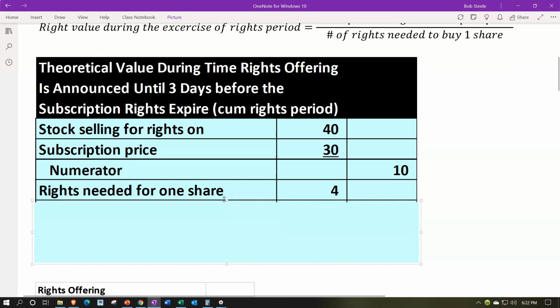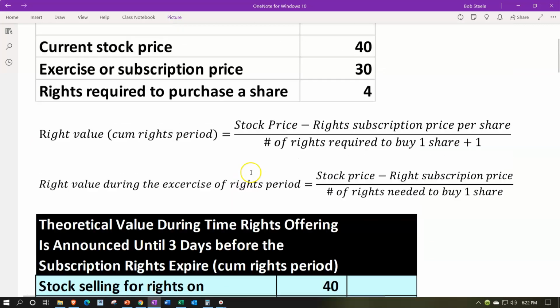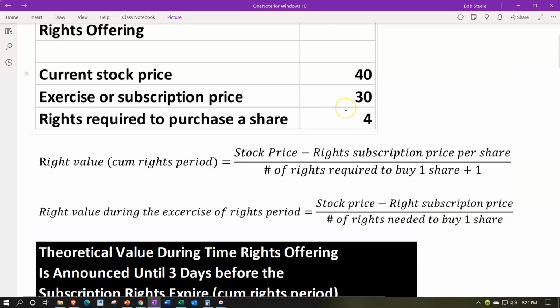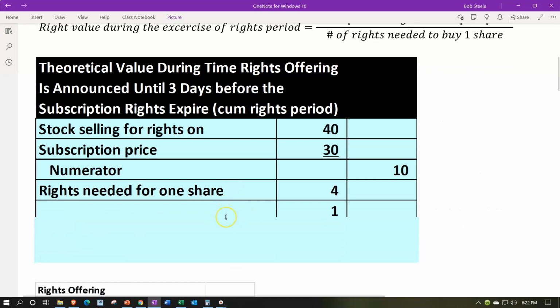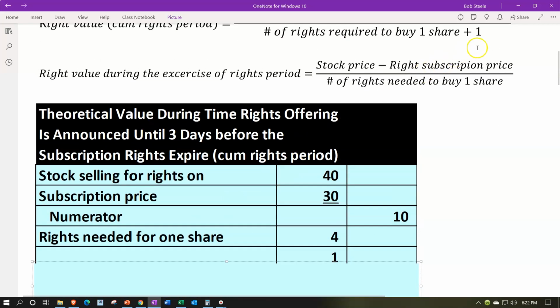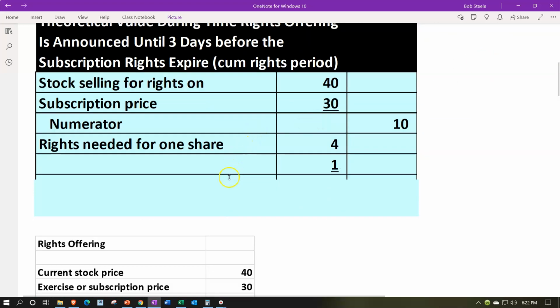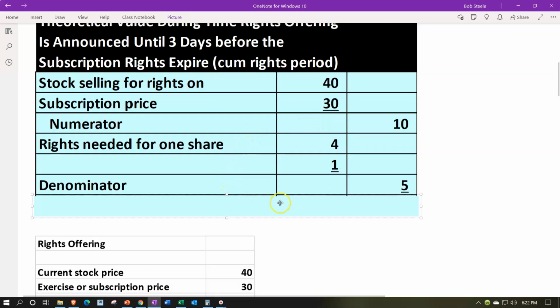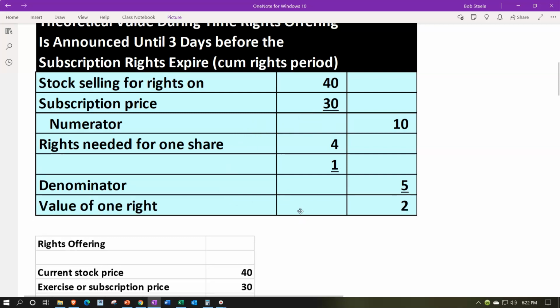We need 4 rights along with the $30 for one new share. And we would get basically 1 right per share if we had the shares before the rights offering took place. So then we're going to add 1 as this first formula demonstrates. The second formula differs basically by that 1 right. And then we're going to say that's going to be $5. So if we take the 10 divided by 5, the numerator divided by the denominator, we say that the value of 1 right is $2.